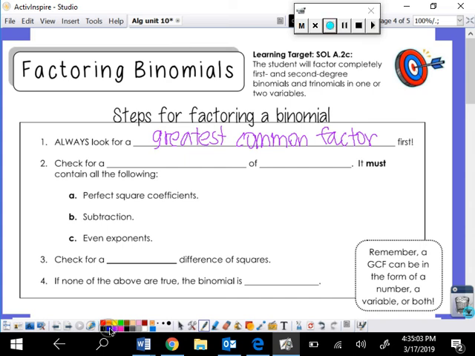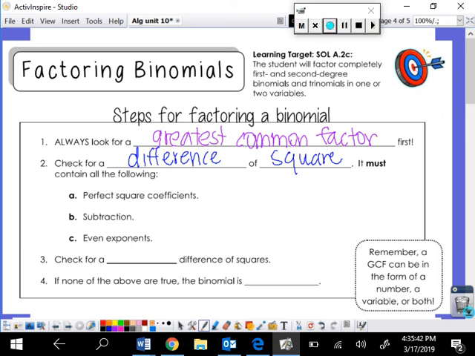The second thing you're going to want to do is check for a difference of squares. So this is something new, and we will see some examples of this. Difference of squares. What this must be is it must contain perfect square coefficients. So whatever numbers in front of the variable, that must be a perfect square. It must be subtraction. So you'll need to have a minus sign. And your exponents on any of the variables must be even. If it does not satisfy those three things, A, B, and C, then we don't have a difference of squares.